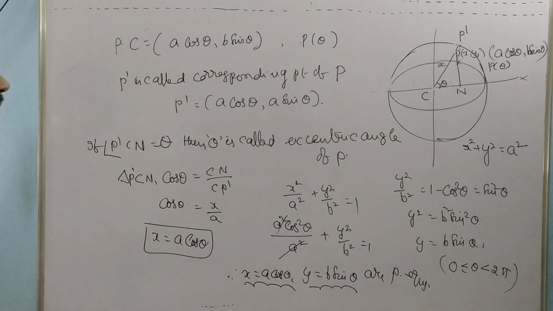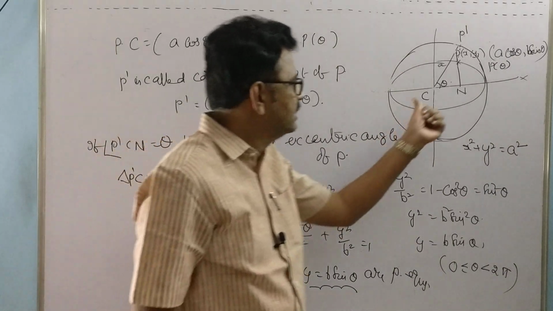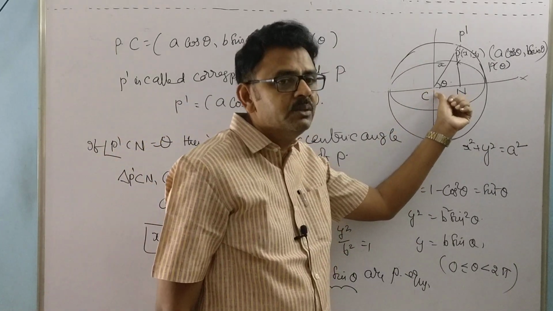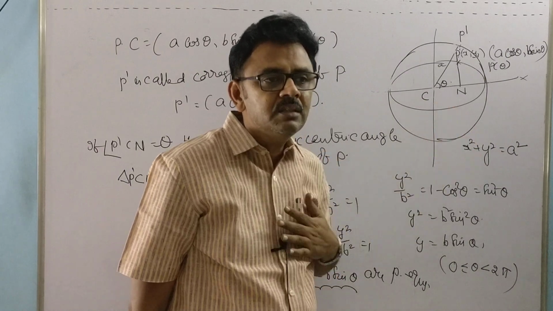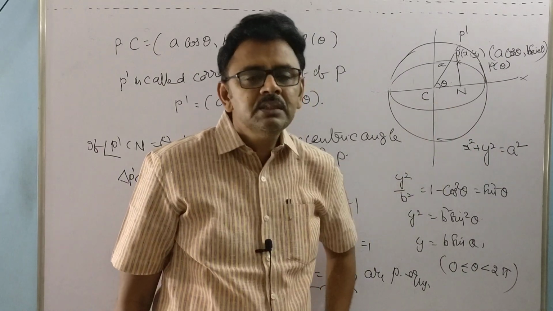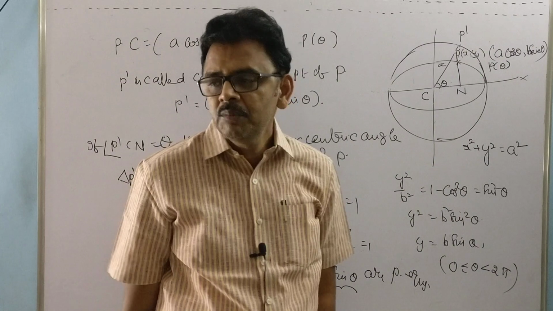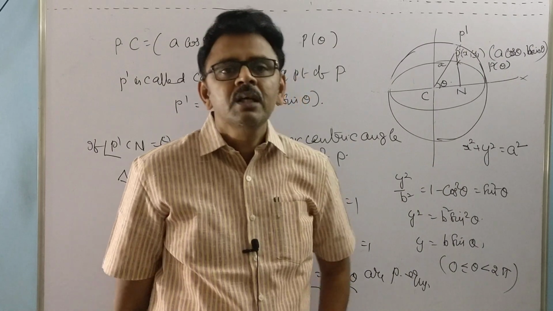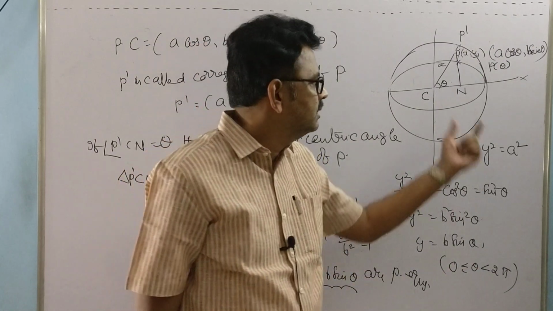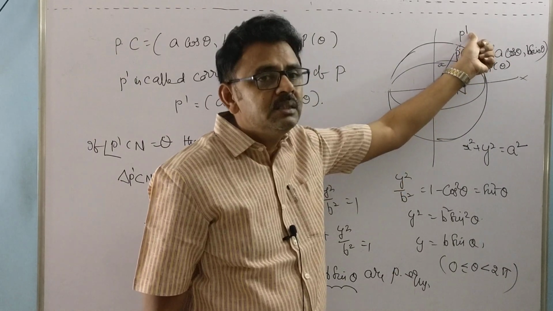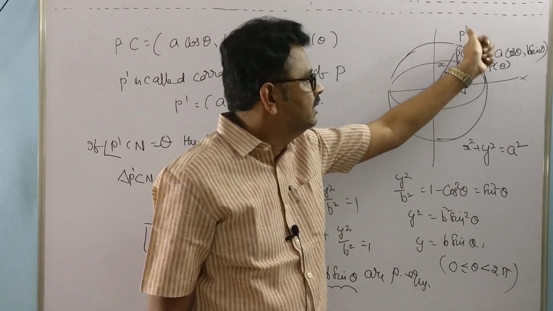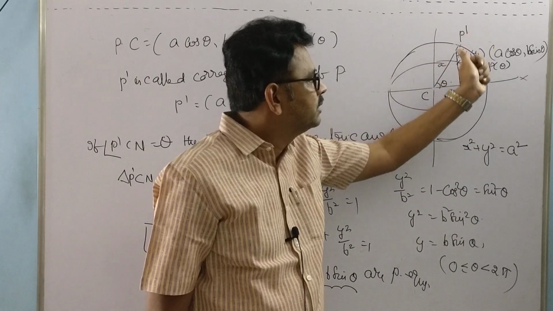These are the parametric coordinates of a circle with center (0, 0) and radius a. In general, x is equal to a plus r cos theta, y equal to b plus r sin theta, where (a, b) is the center of the circle and r is the radius. So here the parametric coordinates of the circle, these coordinates a cos theta comma a sin theta, are called the corresponding point of P.